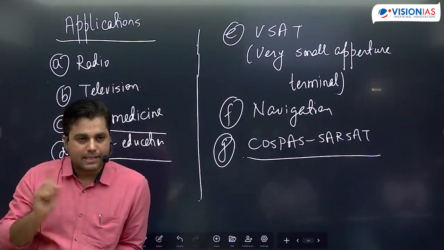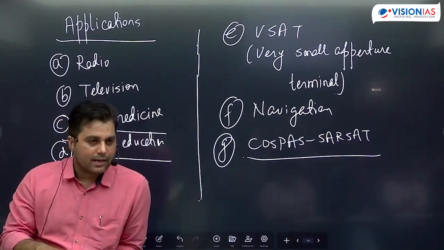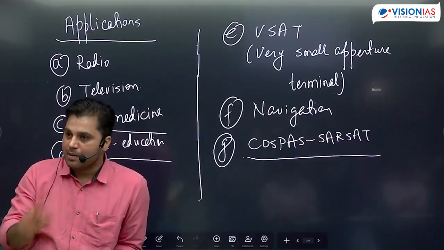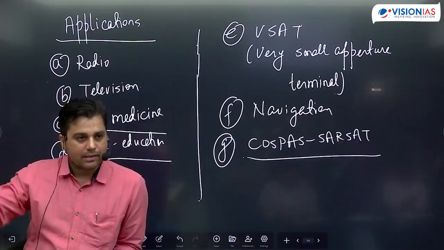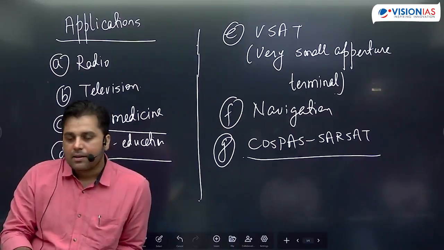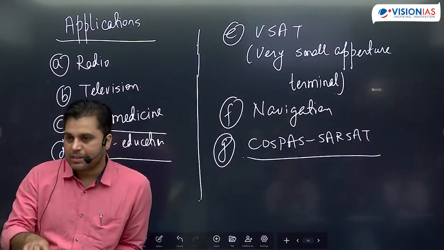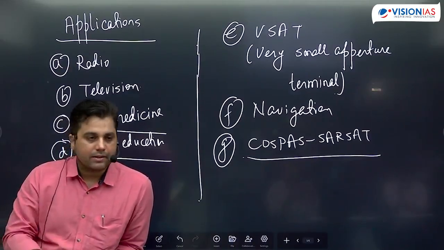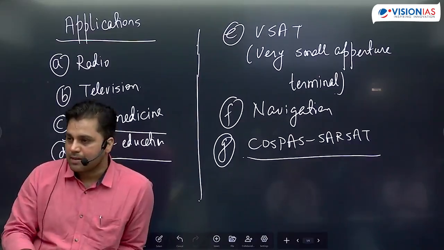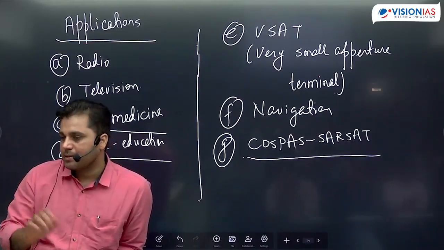So many space agencies are part of this program, including ISRO. तो जो इसरो के सैटेलाइट्स हैं, if a plane and ship and even a person is stuck in some remote area and they have access to COSPAS-SARSAT, then particularly in Asia Pacific region, in South Asia region to be more specific, ISRO satellites can be utilized for rescue work. So it is an intergovernmental satellite aided search and rescue program.